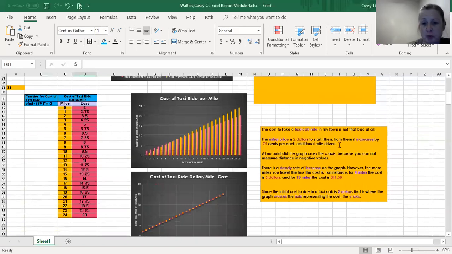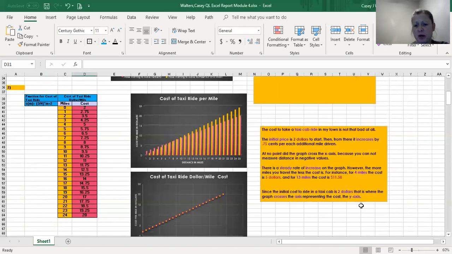Anyway, number 2, the cost to take a taxi cab ride in my town is not bad at all. The initial price is $2 to start, then from there it increases by 75 cents per each additional mile driven. At no point did the graph cross the x-axis because you cannot measure distance in negative values. There's a steady rate of increase on the graph. For example, for 4 miles, the cost is $5, and for 13 miles, the cost is $11.50.